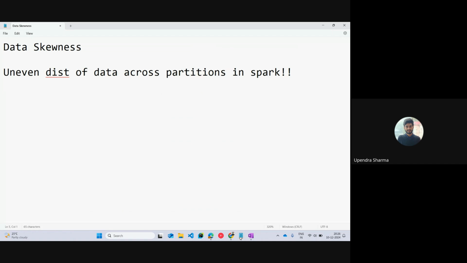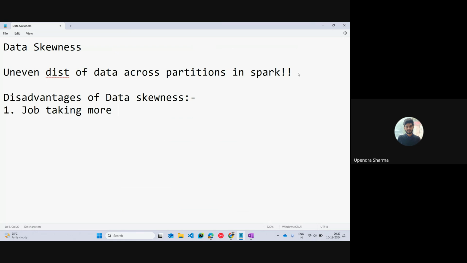There are a few disadvantages of data skewness. If we talk about the disadvantages of data skewness, the first we can note down could be that a job will be taking more time.